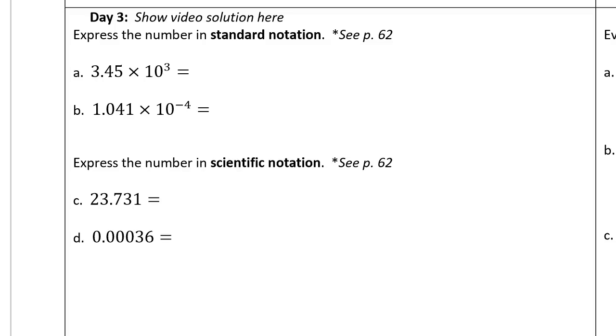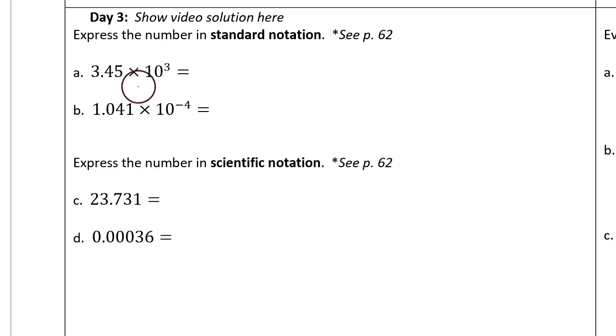Here is the answer for the day 3 homework. Express the number in standard notation. So questions A and B are numbers that are in scientific notation. I know that they're in scientific notation because of their format. There is a number, and then there's a multiplication symbol, and then the number 10 with some power. This is scientific notation. Standard notation is just a regular number, no times 10 with any exponent.